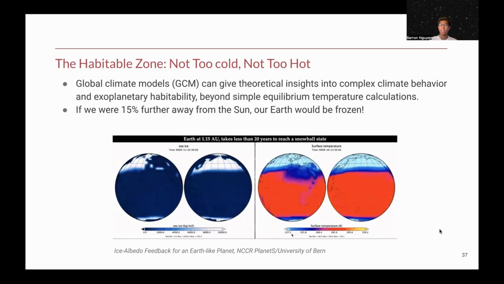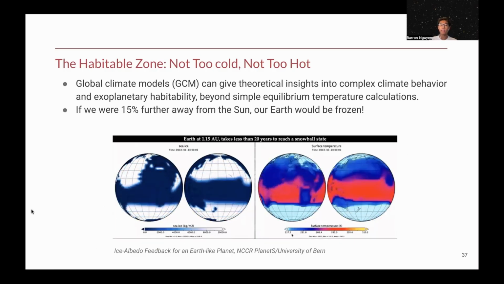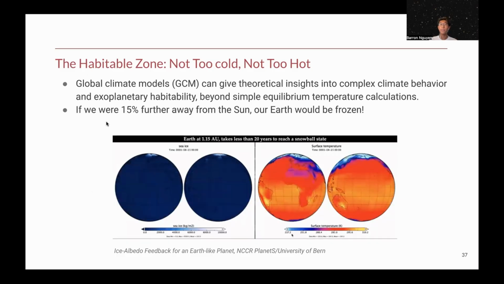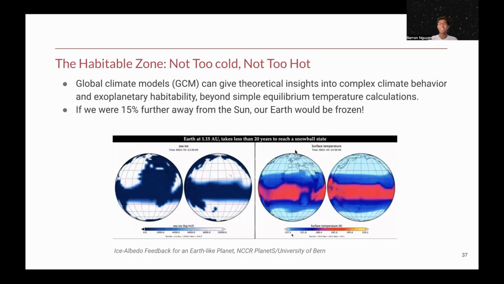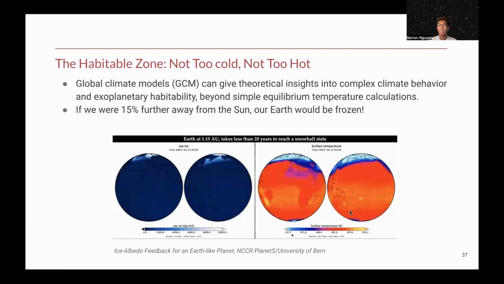So for example, this plot by the University of Bern shows that if Earth was only 15% further away from the sun, the Earth would be frozen in 20 years. So this is actually a really cool climate evolution.